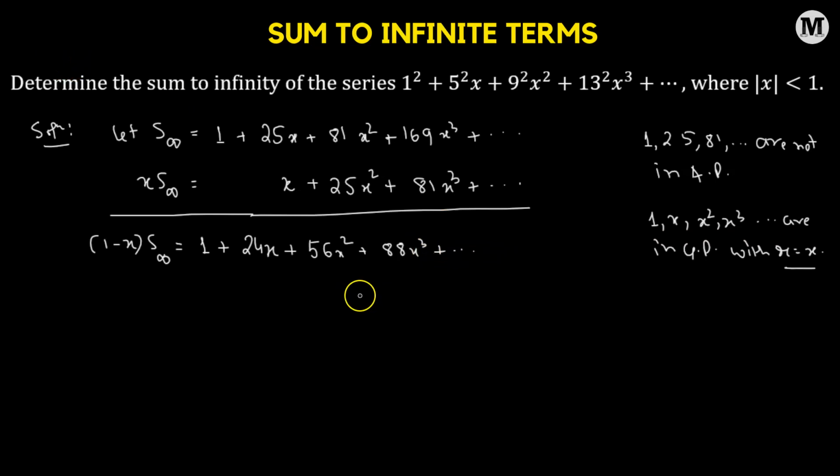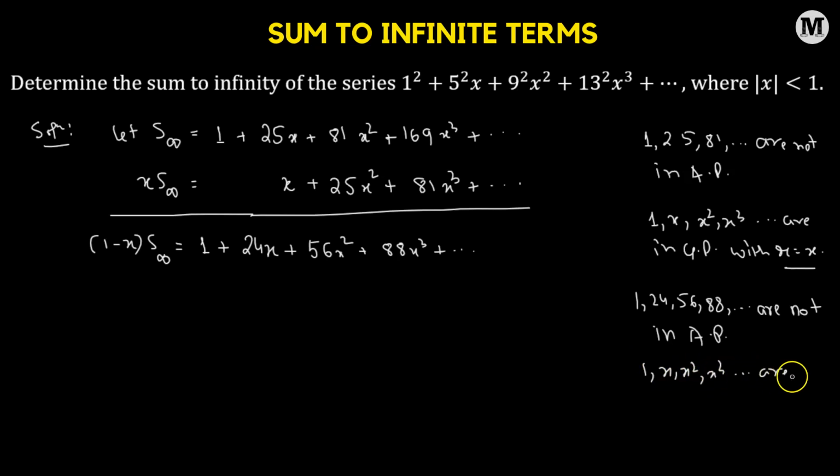Now we need to check whether it is an Arithmetico-Geometric series or not. This is also again not an Arithmetico-Geometric series because if we consider the terms 1, 24, 56, 88, they are not in arithmetic progression. However, if we consider 1, x, x squared, x cubed, now these are again in geometric progression. So what we will do, again we will take the common ratio r, which is x in this case, and multiply each term. Let's name it: this is series number 1, the series number 2 we got after subtraction, series number 3.